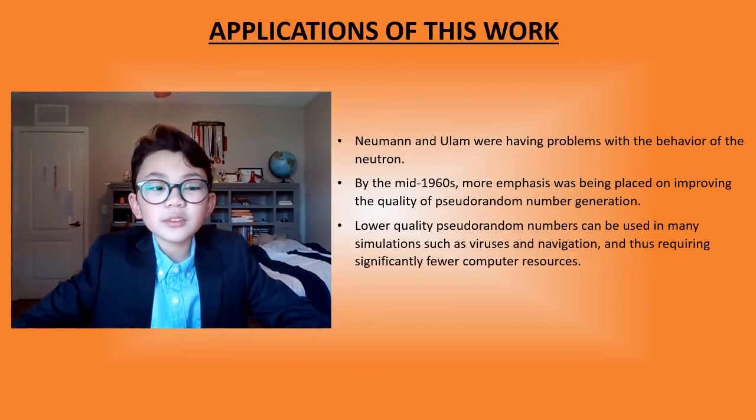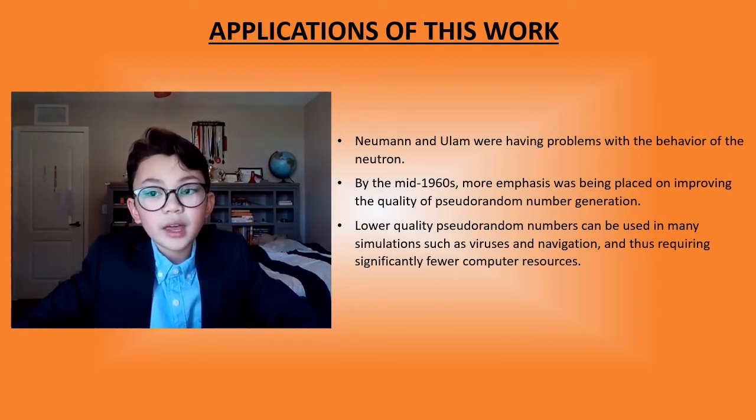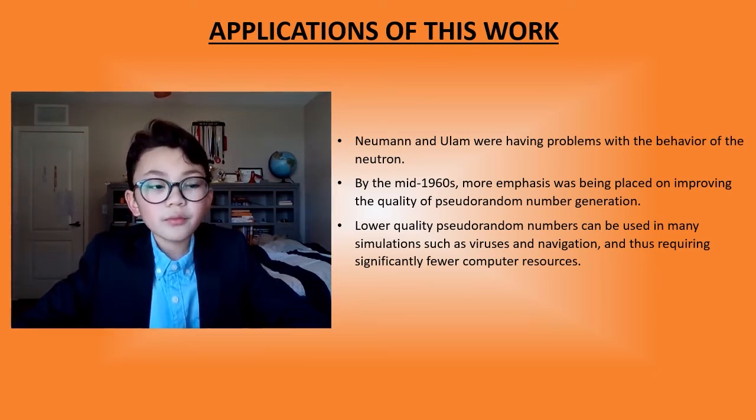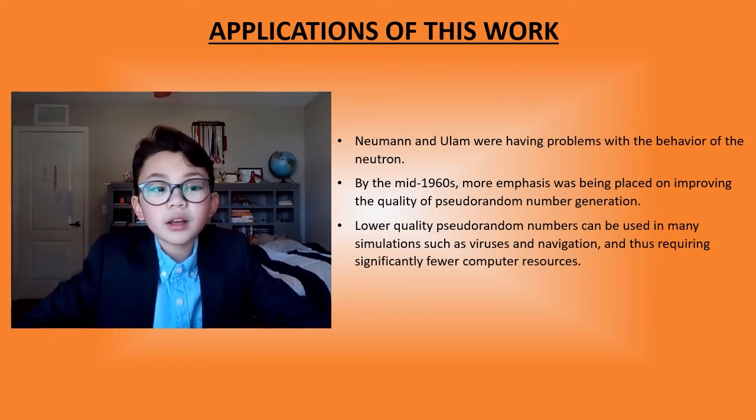The history of computer simulations goes back to World War II. In the early 1940s, 2 mathematicians, John von Neumann and Stanislaw Ulam, were having problems with the behavior of the neutron. Real-life experimentation was too expensive, and the problem was too complicated for mathematical analysis. So, a computer simulation was used and proved to be successful. Computer simulations were not accepted early on because of the significant amount of computer resources necessary. Computers of the 1940s were very slow.